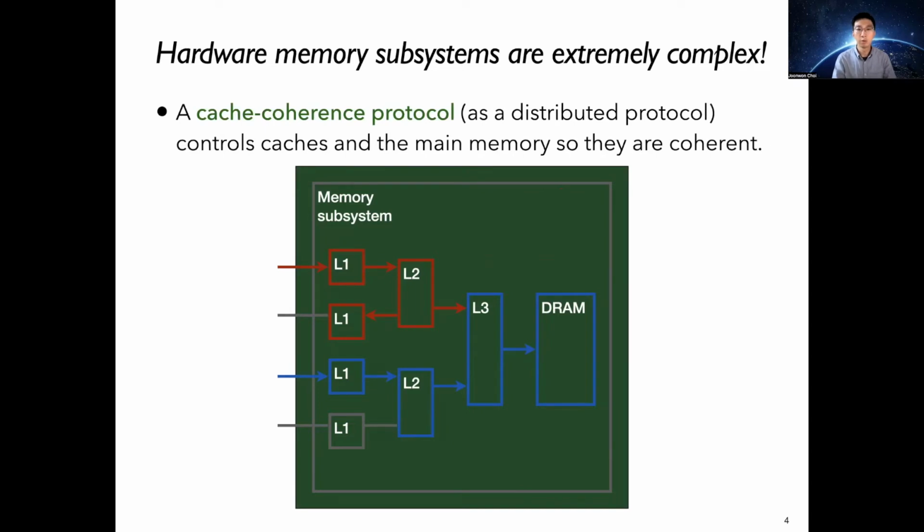When there are multiple memory requests being handled in a system, what will be the algorithm that makes such concurrent execution correct? A so-called cache-coherence protocol controls the caches and the main memory, so they are coherent to each other.